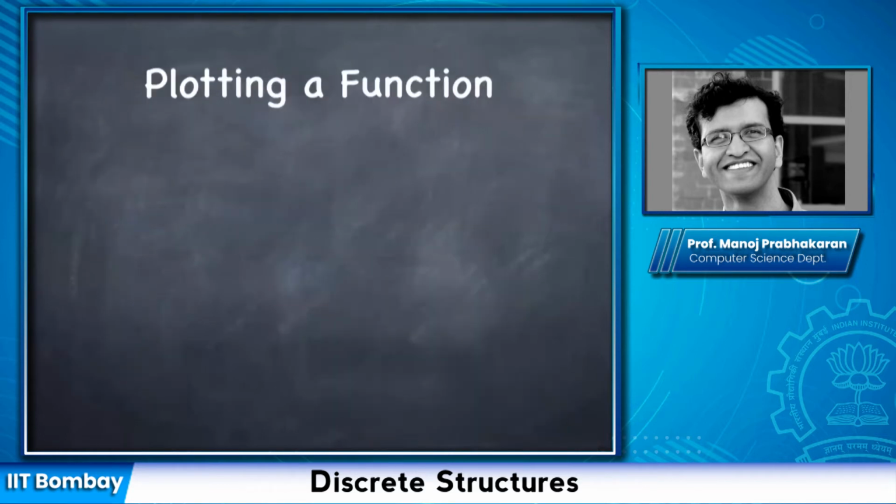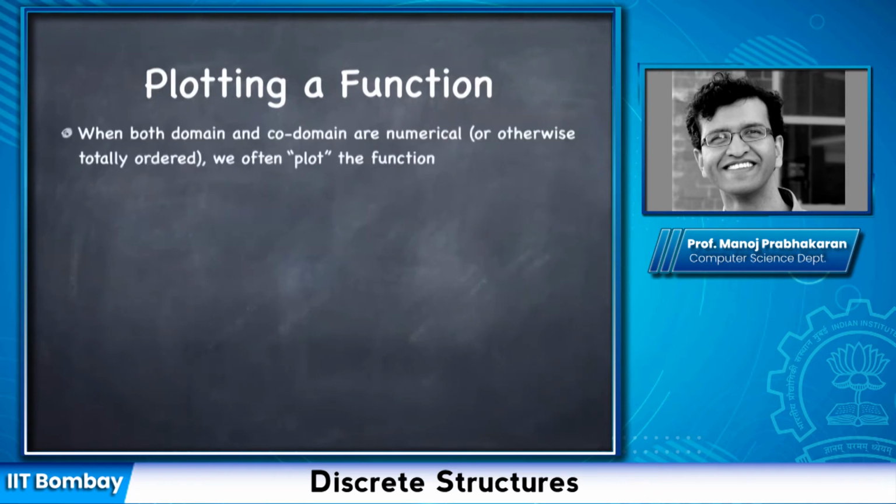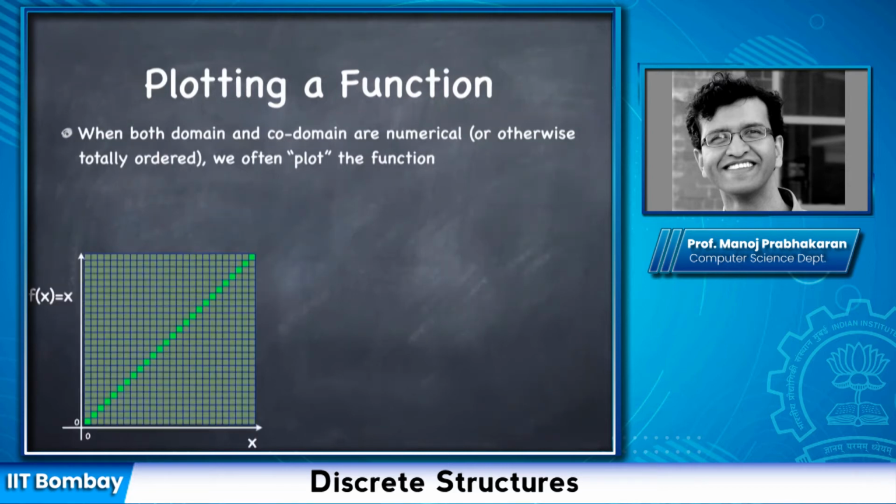Often we deal with functions on numbers, so the inputs and outputs of the function could be numbers. In these cases, when the domain and codomain are integers, real numbers, or even just totally ordered, they need not be numbers, it might be useful to plot the function to get a sense of what the function is doing. For instance, here is a function defined from, say, natural numbers to natural numbers. It happens to be the identity function, and this is a plot for the function.